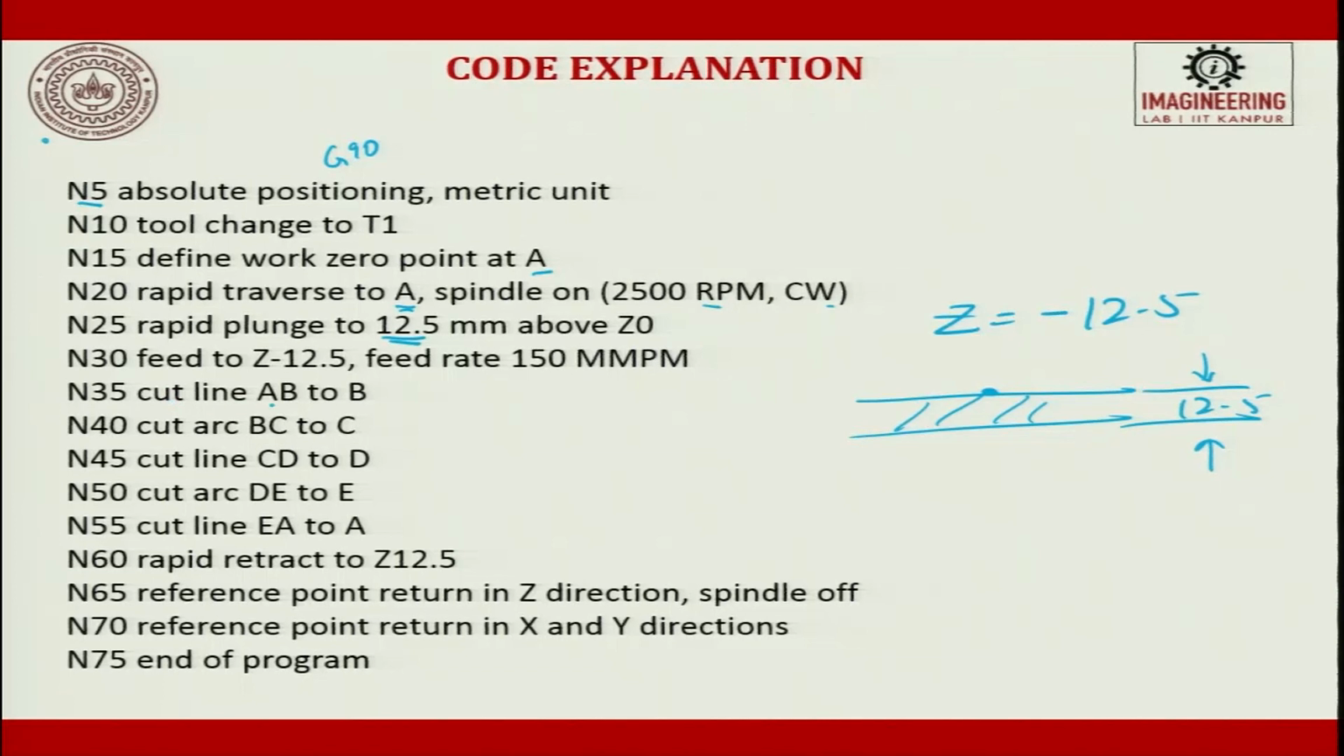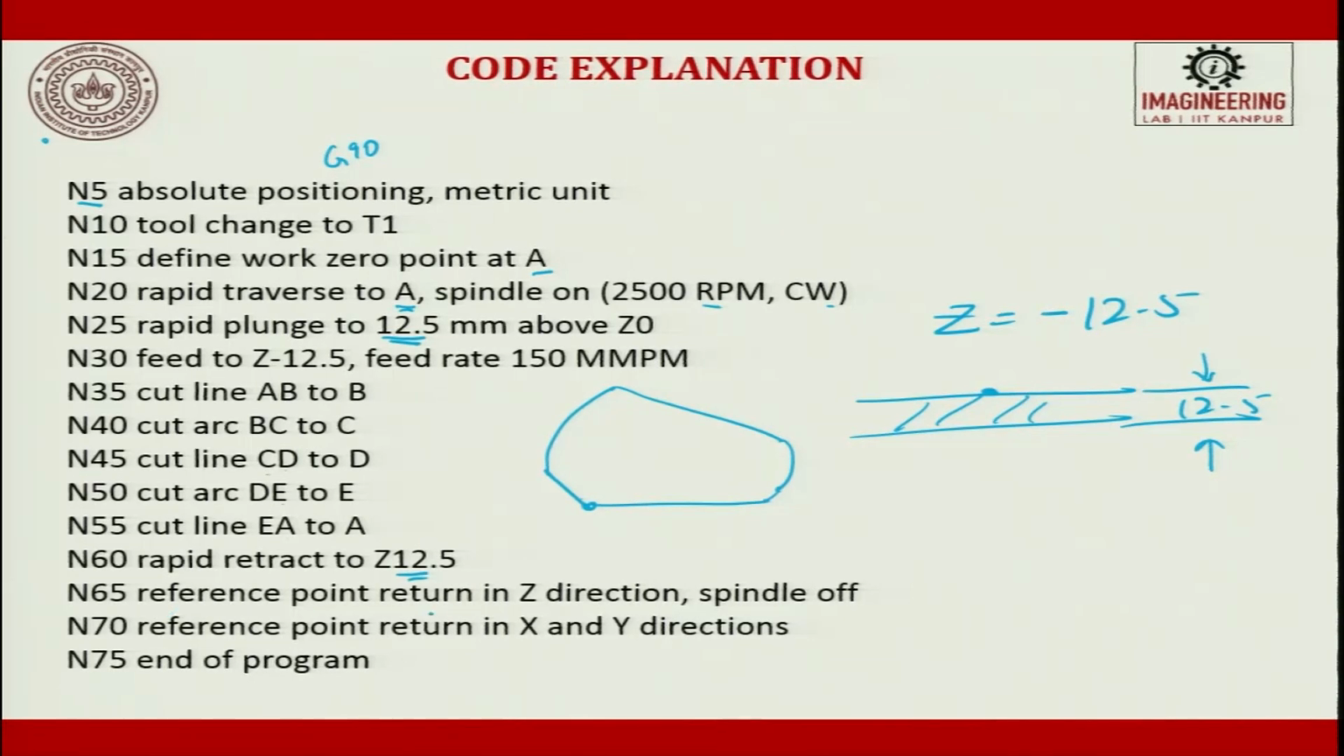Now, cut line AB to B, then BC to C, CD to D, DE to E and EA to A. So, you are just going AB, BC, CD and then we are going back EA. Once you have finished all the cuts, after reaching here you have to retract minus 12.5, 12.5. So, it comes above minus 12.5, 0, 12.5 it goes.